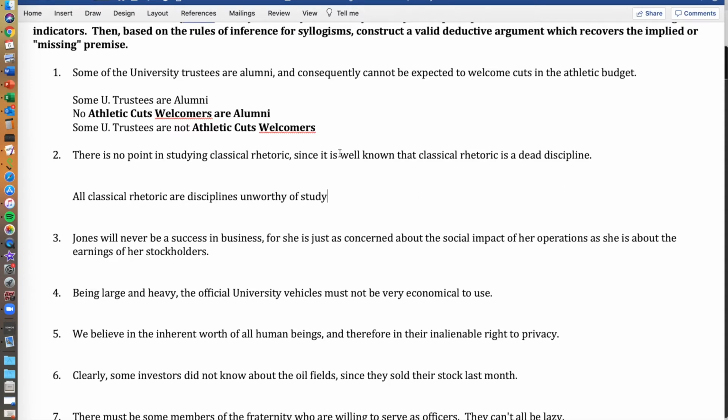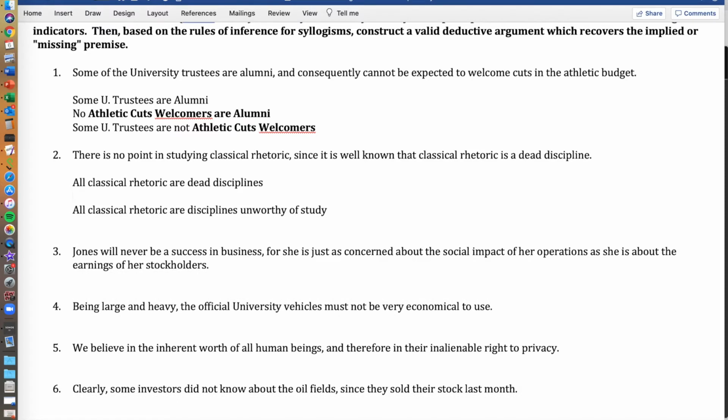Then we go to the second statement here, and we recognize that as the premise, since classical rhetoric is a dead discipline. So we could say again, all classical rhetoric are dead disciplines. And we leave room for the missing premise. Now we're prepared to generate that missing premise using the rules of inference. We note that we have an affirmative conclusion, and that tells us that the missing premise must also be affirmative.